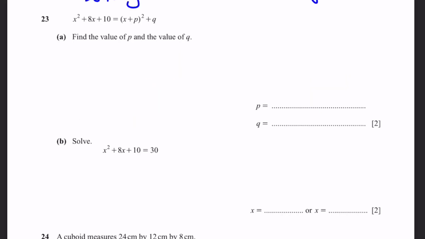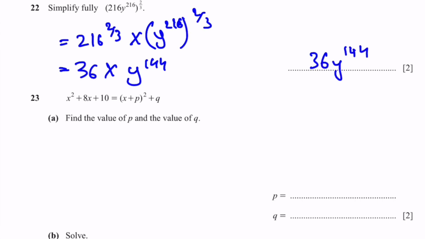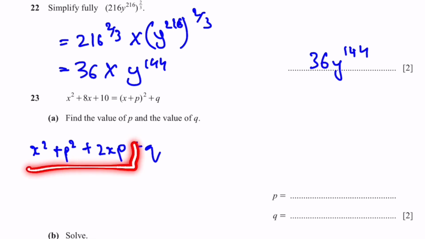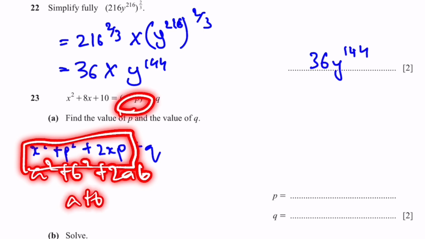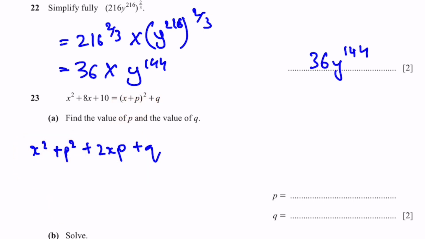Question 23. x squared plus 8x plus 10 equals x plus p the whole squared plus q. Find the value of p and the value of q. The first thing, let's expand the brackets here. So x squared plus p squared plus 2 into x into p, and we add q. Why? This is in the form of a squared plus b squared plus 2ab, which is the same as a plus b the whole squared. That's equal to x squared plus 8x plus 10.